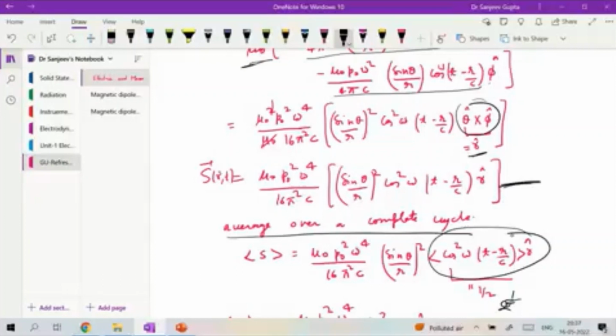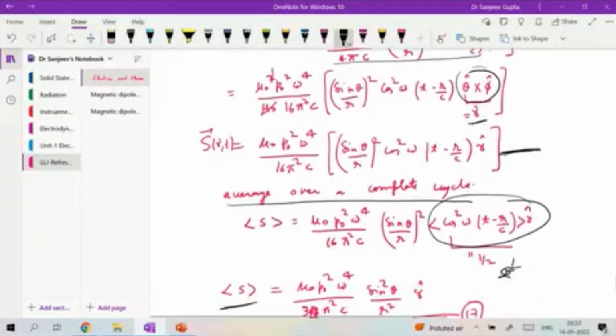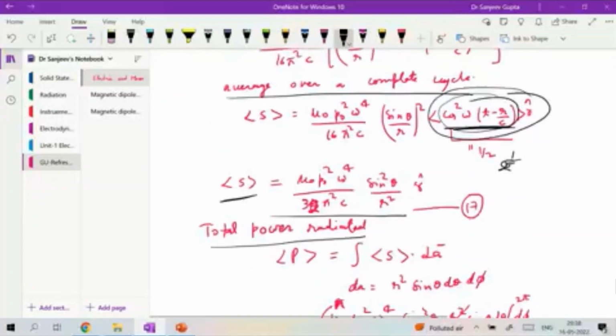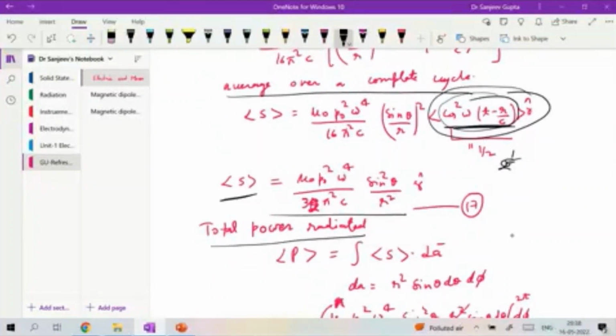Now you have to calculate the average over a complete cycle, as I said for the second step. For that, you need to take care of omega, that is cos square omega t. Because for the complete cycle, it will give the value half. So you will have 16 multiplied by 1 upon 2, that is 32.